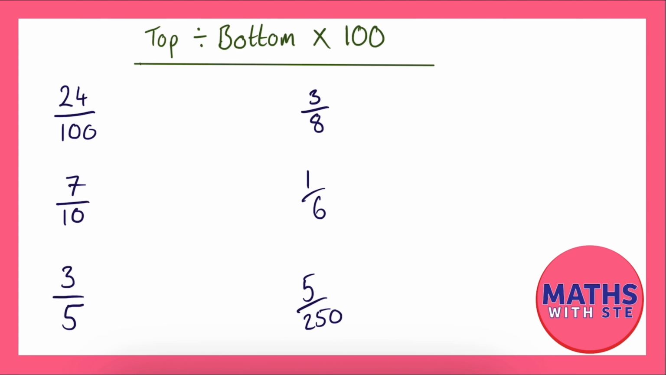big long process. So, for instance, 24 over 100. If you do top divided by bottom, then you do 24 divided by 100 times by 100. So there's no point in doing that. What you can see there is that it's 24 out of 100, and percent means out of 100, doesn't it? So this one will be 24%.